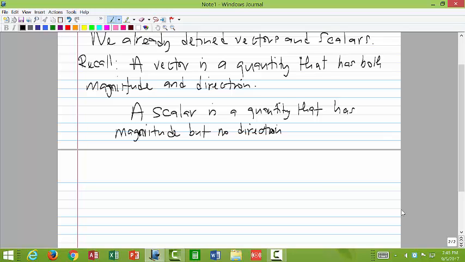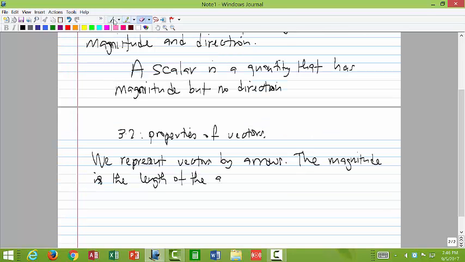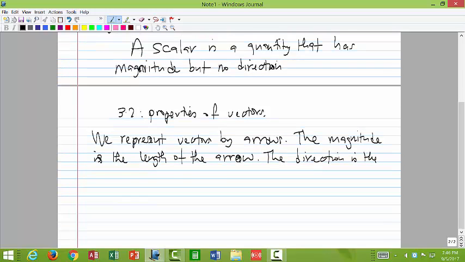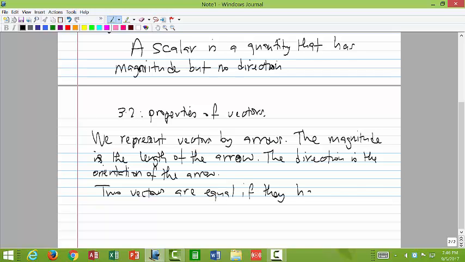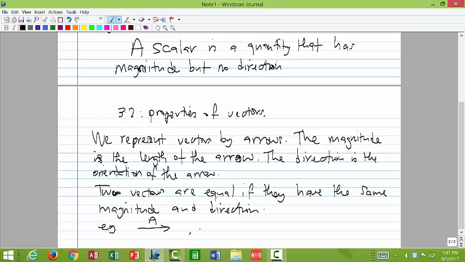So let's look at a few properties of vectors. The magnitude is the length of the arrow, and the direction is the orientation of the arrow. We can say that two vectors are equal if they have the same magnitude and direction. So an example is vector A, and this is, let's say, vector B. A is equal to B because they have the same magnitude and direction.